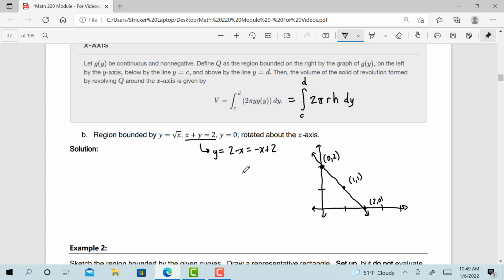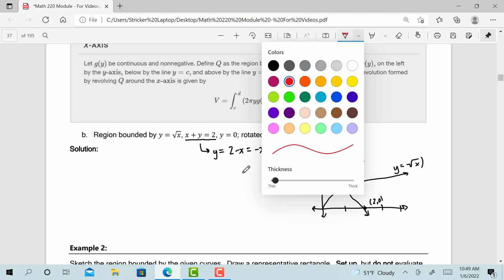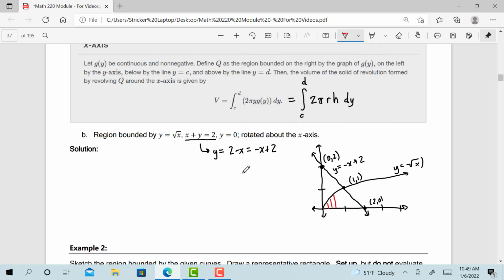And then we have y equals square root x. This is y equals negative x plus 2. And then y equals 0. So our curve, or our region, is that region.